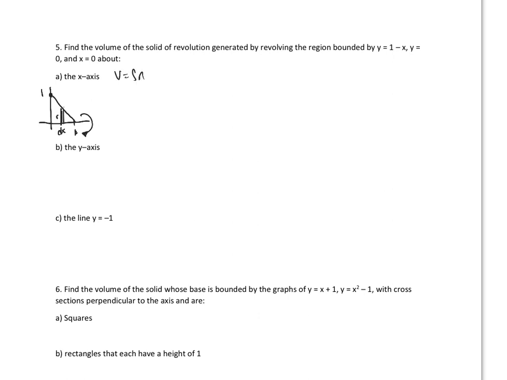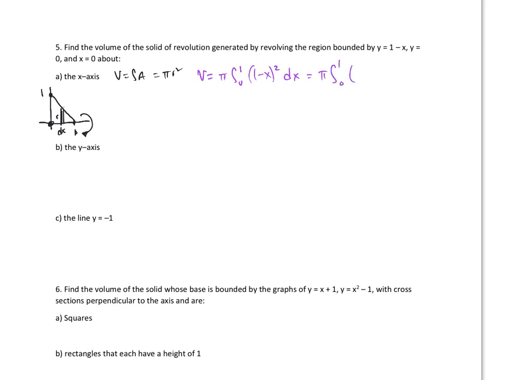Volume is the integral of the area, which is the pi r squared, as we've always said. And we're slicing it from 0 all the way to 1 in the x. So the volume will be pi times the integral from 0 to 1, and the radius is just 1 minus x quantity squared dx. And work this out.